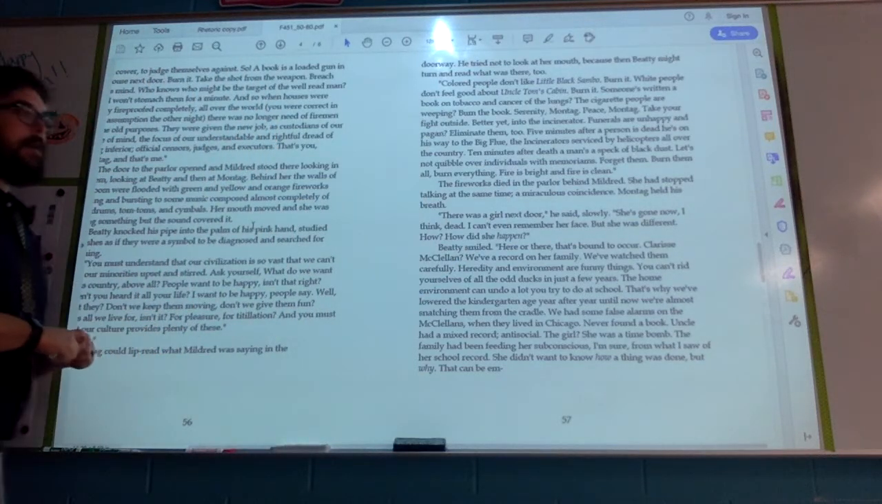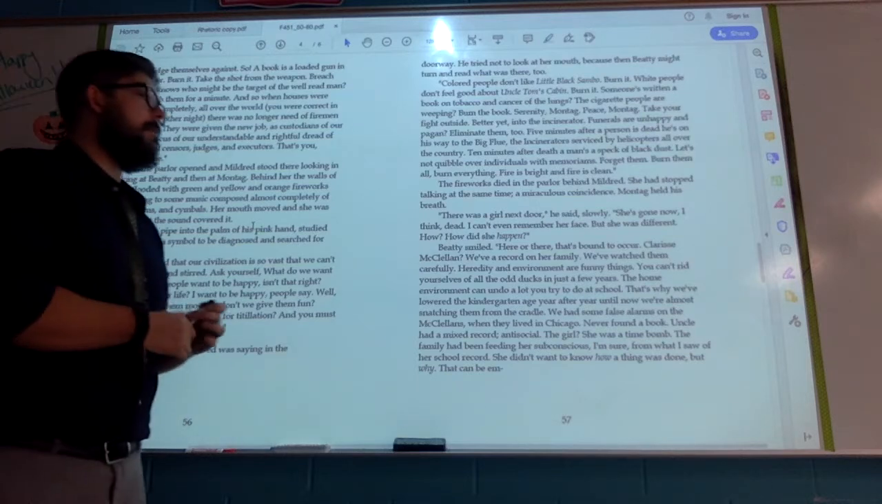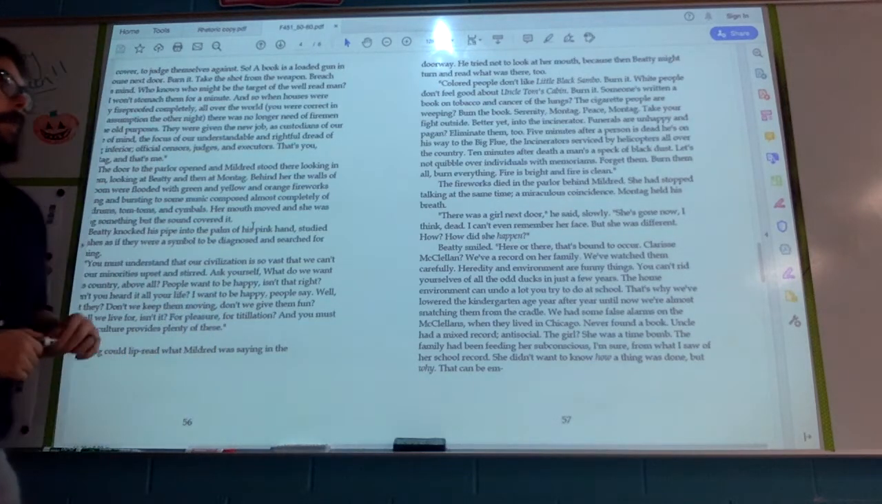The fireworks died in the parlor behind Mildred. She had stopped talking at the same time. A miraculous coincidence. Montag held his breath.